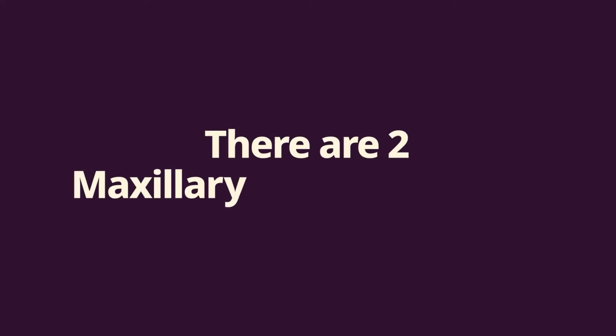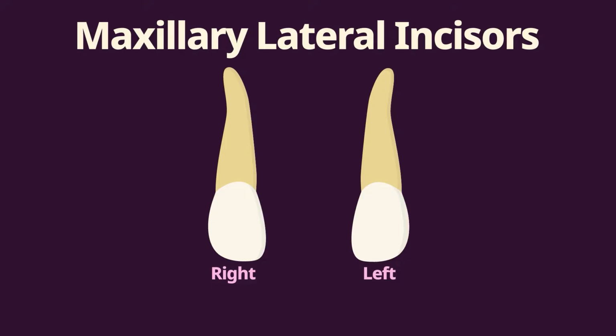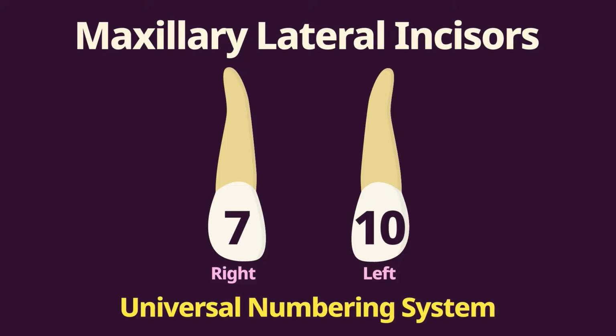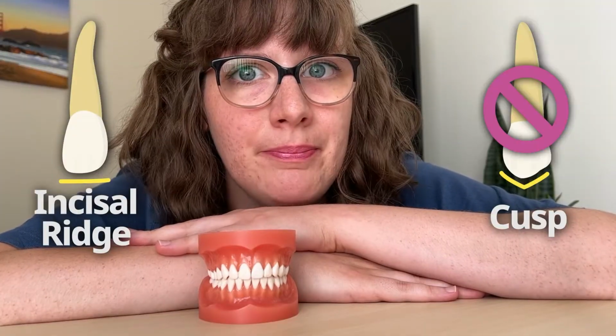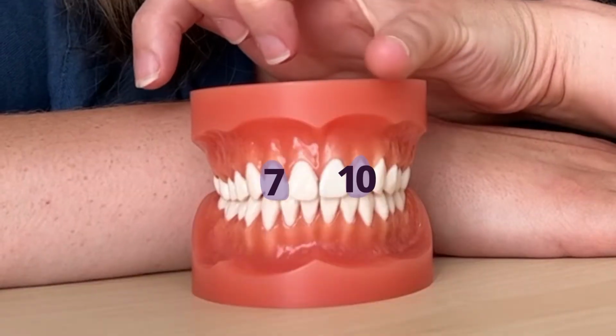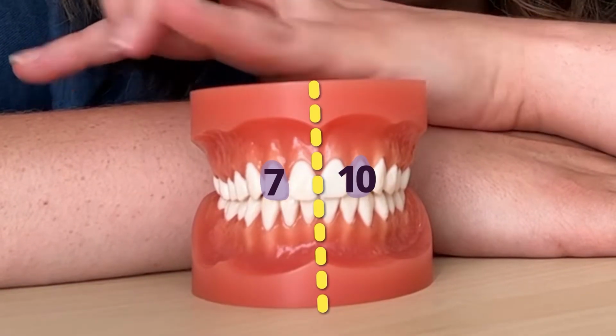There are 2 maxillary lateral incisors, the right and the left, and those are numbered 7 and 10 using the universal numbering system. The maxillary lateral incisor is one of 4 types of incisors. Like all incisors, it has an incisal edge and no cusp. The maxillary lateral incisor is located just distal to the maxillary central incisor, being the second tooth from the midline.